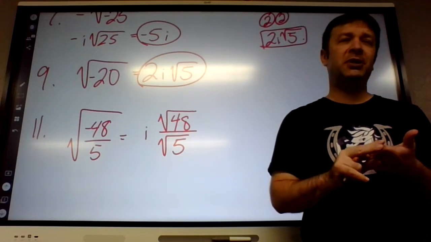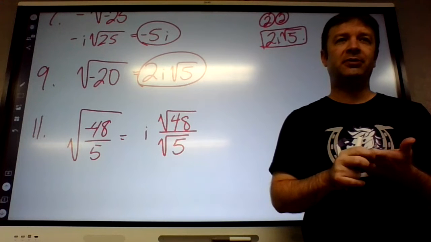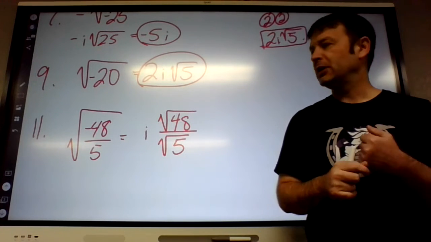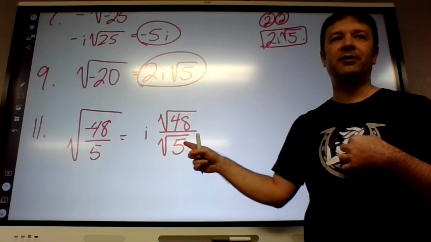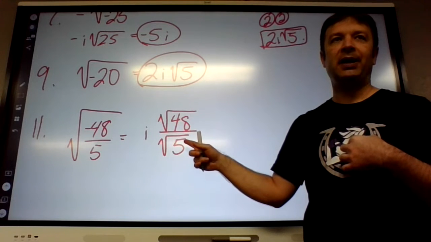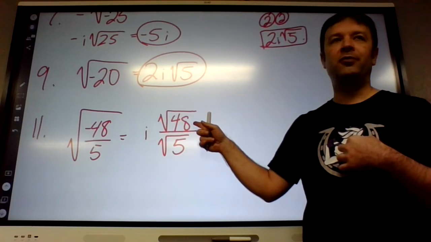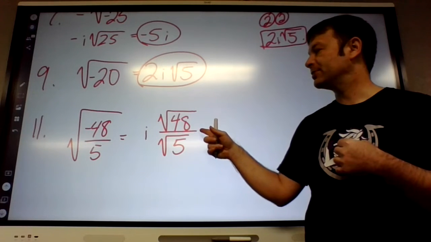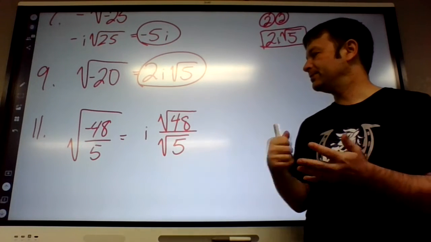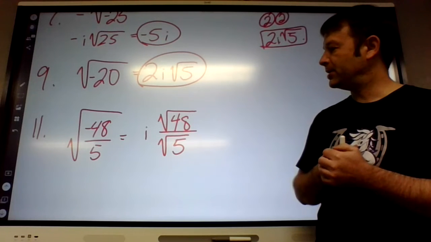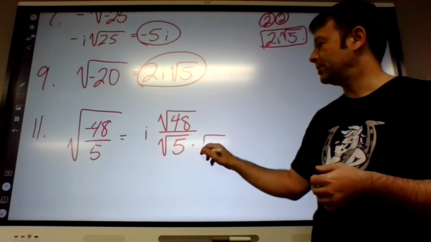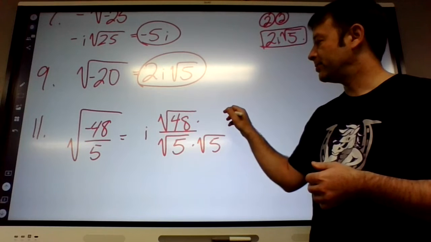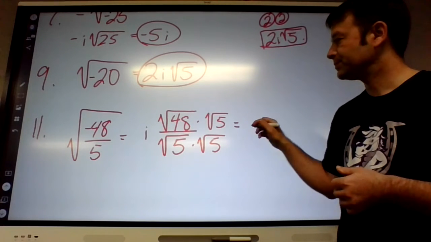There's 2 more things we need to do to fix it. Does anybody know what one other thing is? Okay, you can't leave the square root of 5 on the bottom, and square root of 48 probably simplifies. So we need to fix both of those. You could do either, I guess. Multiply by square root of 5.